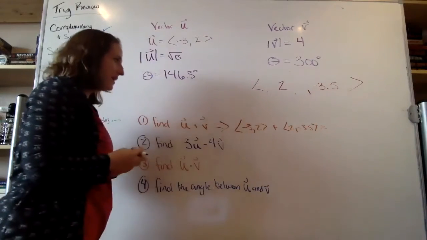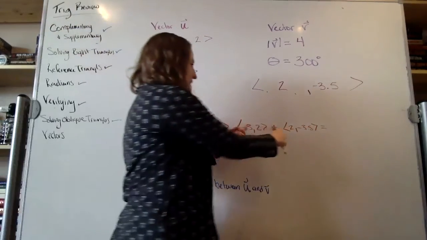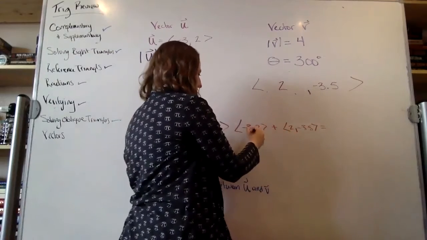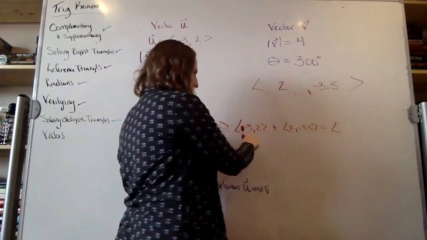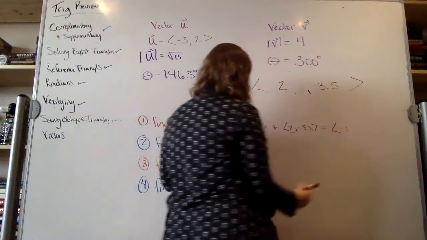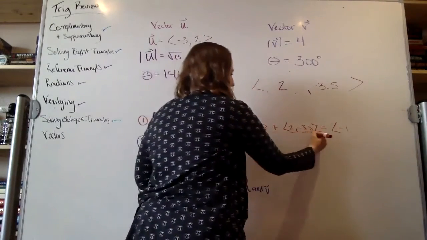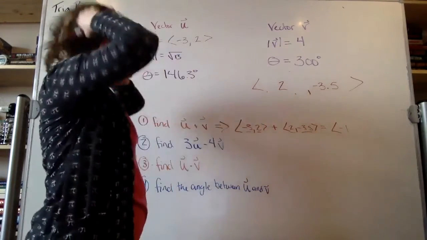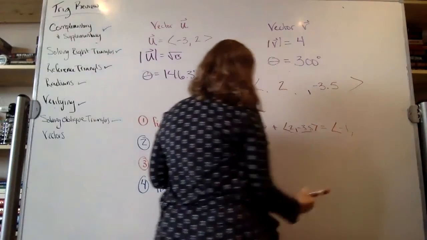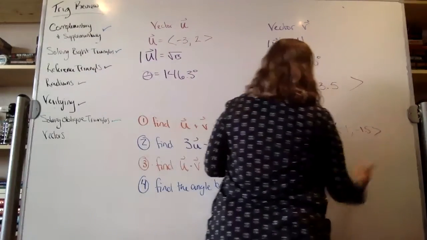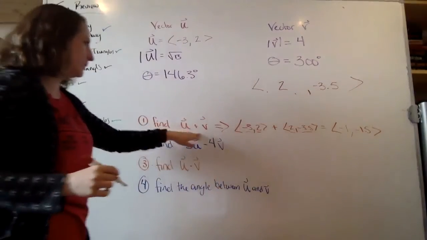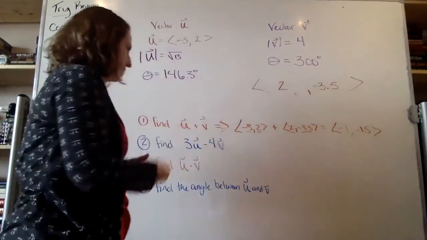Now, when we add vectors or subtract vectors, we add or subtract component-wise. So that means negative 3 plus 2 is going to give me my new horizontal component. Negative 3 plus 2 is negative 1. And 2 plus negative 3.5 is going to give me my new vertical component. 2 plus negative 3.5 is negative 1.5. Okay. So in component form, u plus v is negative 1, negative 1.5.